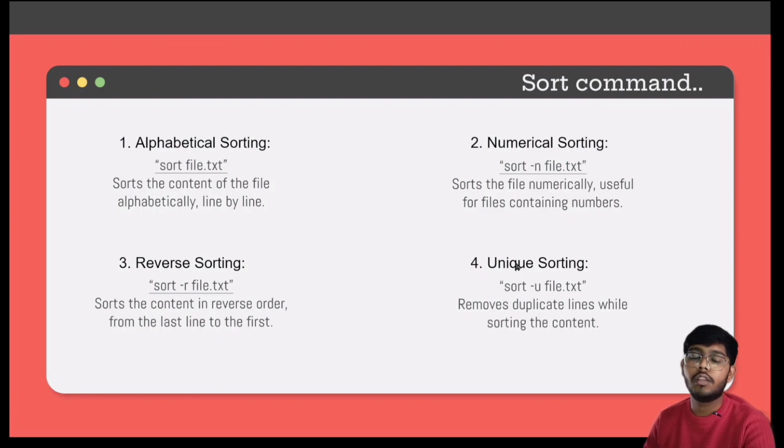Next type is unique sorting. So we simply run sort -u, then file.txt. It removes the duplicates of a file.